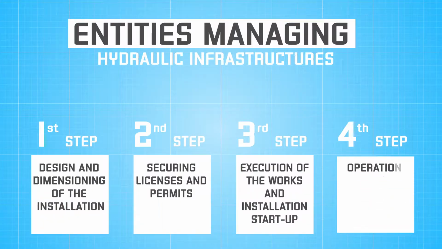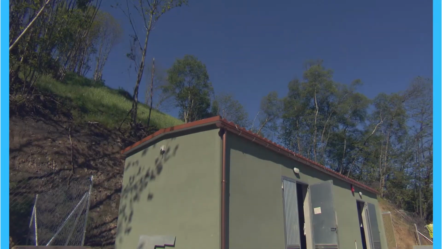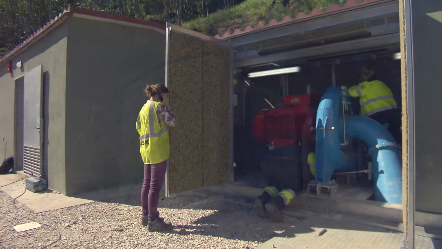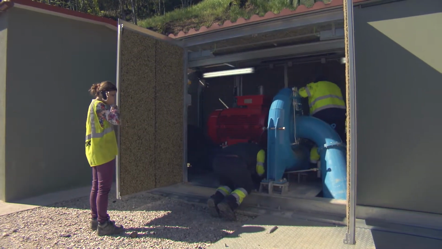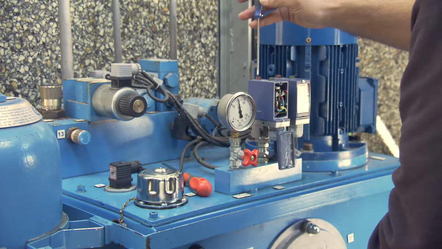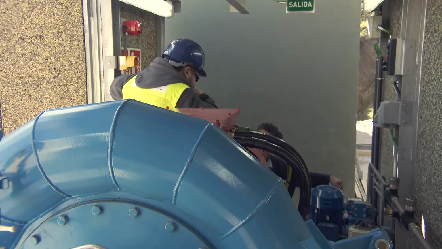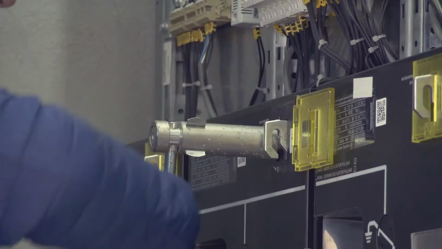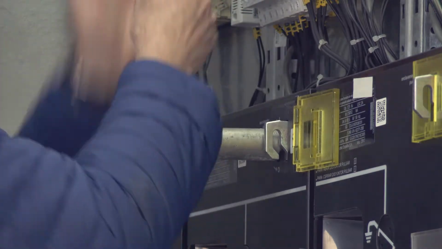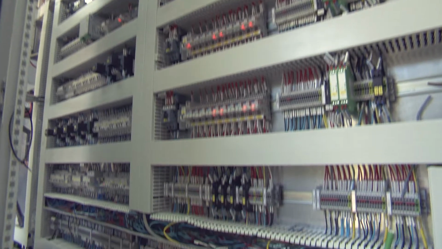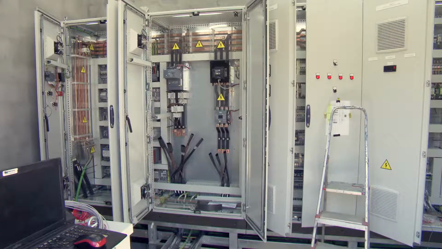Fourth step: operation and maintenance. Once the installation is operational, it needs to be managed in a way that will optimize its potential. It is important to bear in mind that the plant where it will be located was intended for other uses, so that the generating unit needs to be taken into account along with the maintenance tasks and operational programs of the facility.